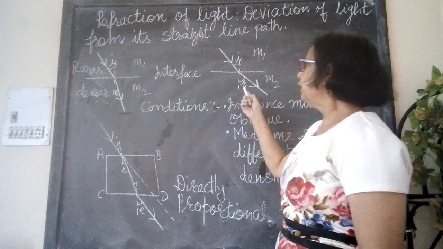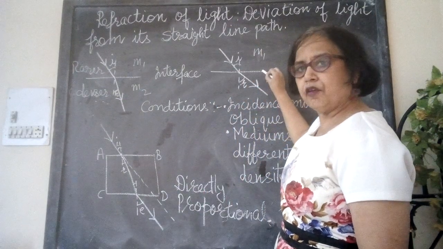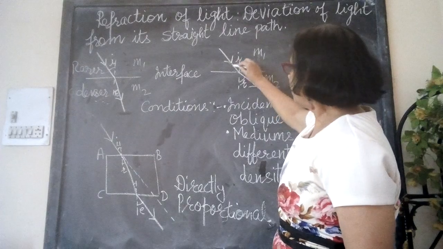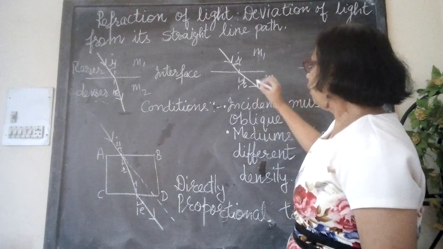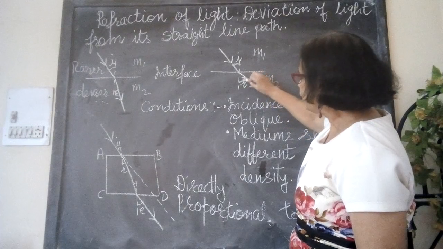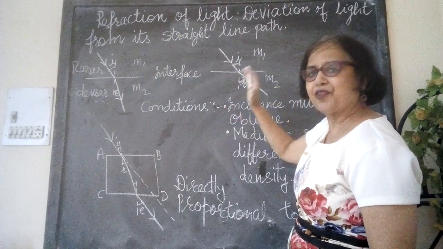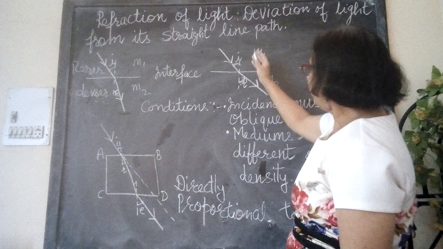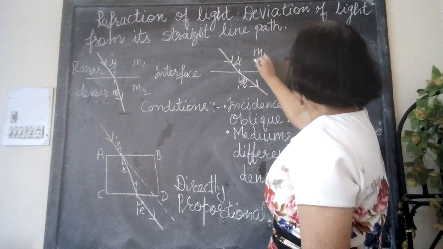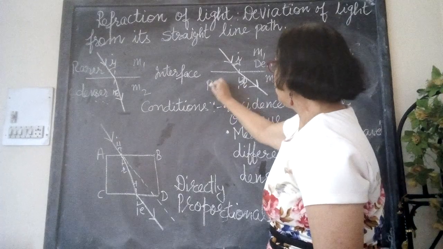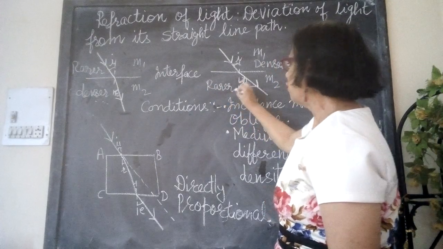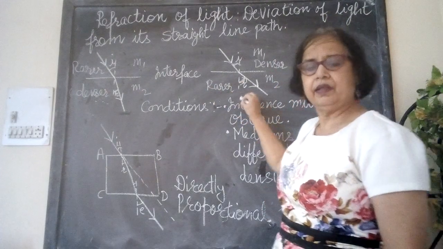Now we come to this. This is again the interface. This is the incident ray, angle i, angle r. But now you can see that the deviation is away from the normal. When you observe this, you come to know that M1 is optically denser and M2 is optically rarer.